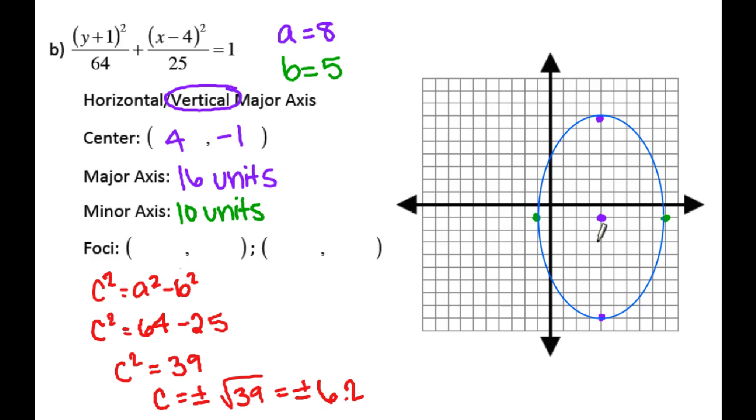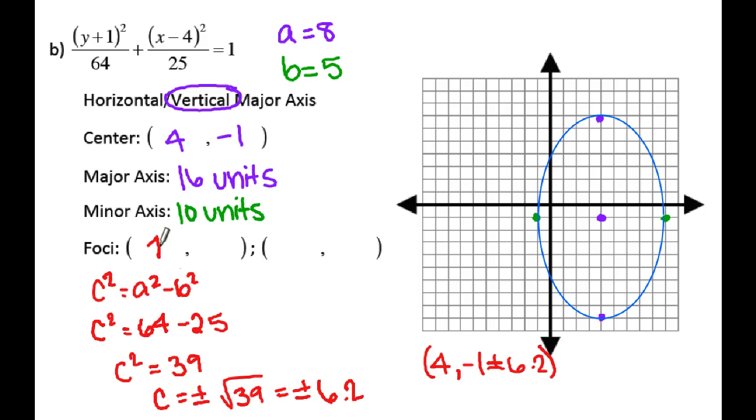Now, your major axis was vertical, which means your foci move vertically from your center. So I'm moving up 6.2 units and down 6.2 units. To find out exactly where these points are, I'm going to take my center and manipulate my y-coordinates, because my x-coordinates aren't going to be changing at all. So I have 4, and then negative 1 plus or minus 6.2.